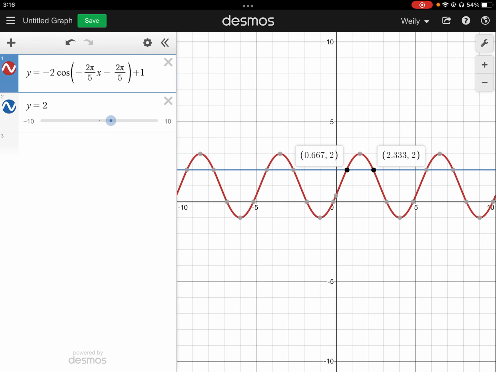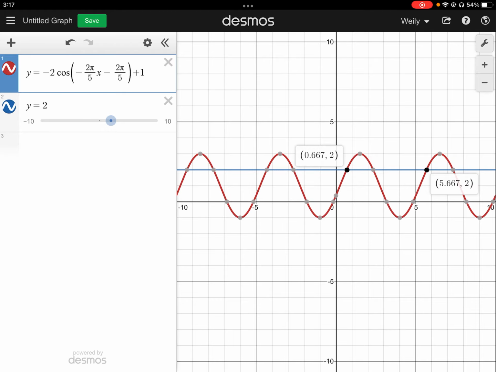First of all, let's look at what this solution looks like. If I graph this, my blue line is y equals 2. The red line is my cos equation. And I can see that I have solutions. I have two primary solutions at 0.6 repeating and 2.3 repeating, but I also have repetitions. You might notice that they are 5 apart, a distance between those two equivalent, or coterminal, solutions of 5.